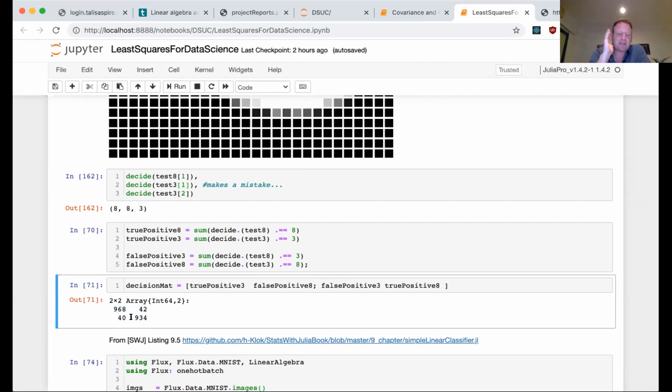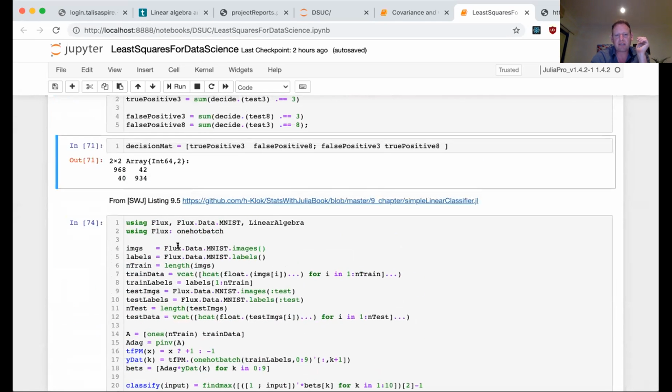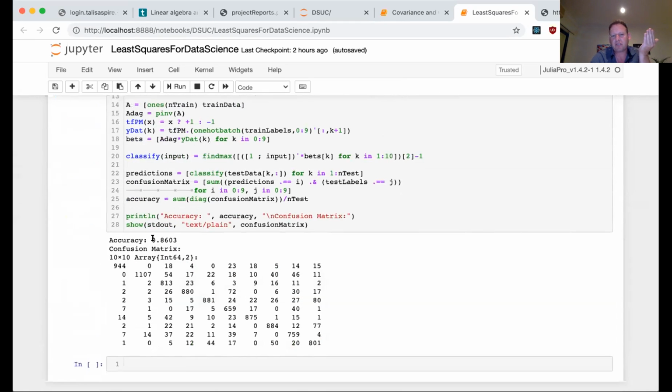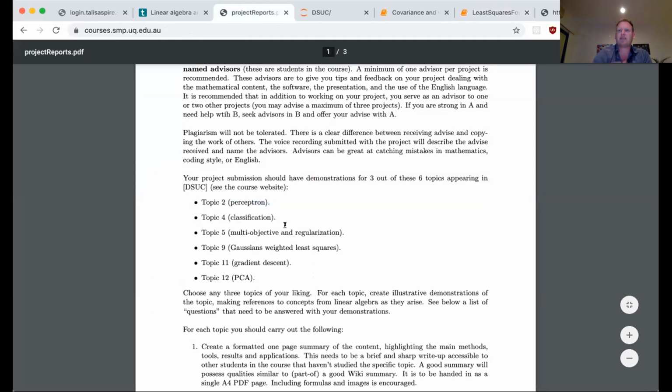Now, we can't get human level accuracy with least squares. However, you should be proud that you fully know everything that works in least squares, so you can make a classifier from complete scratch just by adding, subtracting, and working with matrices. And you can go to code listing 9.5 in Statistics with Julia, which does a multi-class classifier that achieves 86% accuracy, with this confusion matrix. We're out of time, but we'll continue next week with a whole bunch of these fun applications, mostly around the project and a few last tidbits.